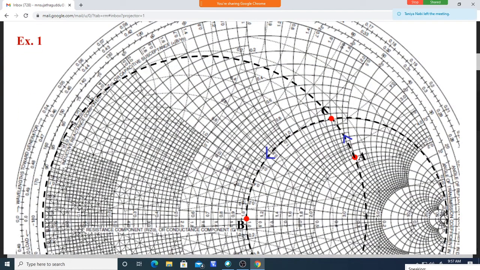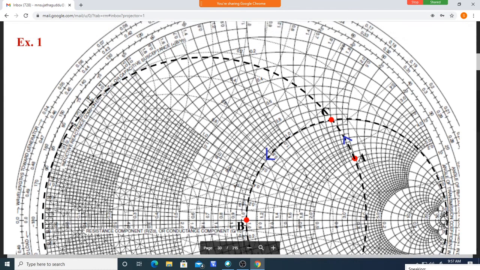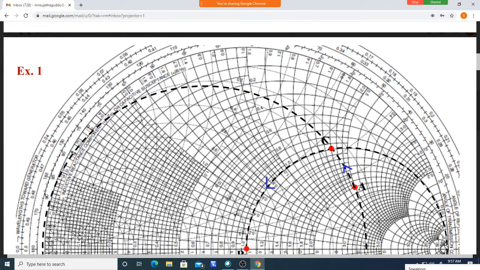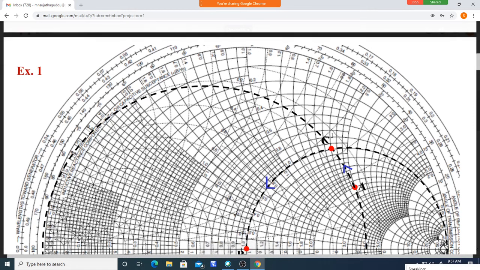You should read the reactance at this position. See, reactance at this position. What is the reactance at this position? You see which reactance circle is passing through that point. See here, this is the reactance circle passing through the point. It is around 1.7 here, because this is 1.8, here is 1.6, this is 1.7. So what is the reactance at C? Read, that is around 1.7, plus 1.7.